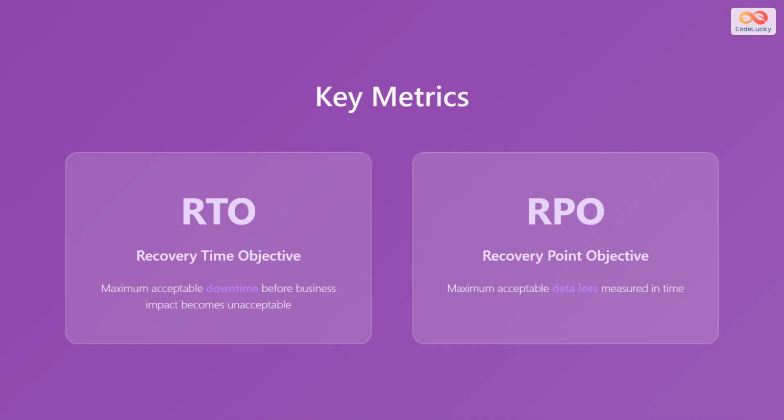When it comes to disaster recovery, two key metrics come into play: recovery time objective, or RTO, and recovery point objective, or RPO. RTO refers to the maximum acceptable downtime before a business impact becomes unacceptable. RPO, on the other hand, denotes the maximum acceptable data loss, measured in time.